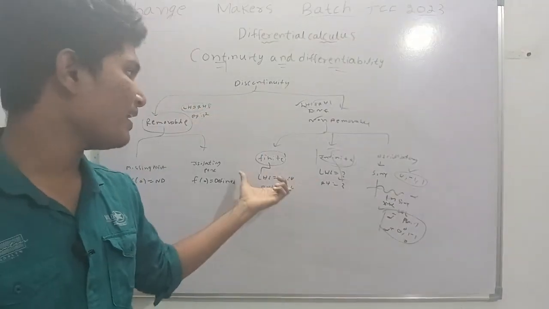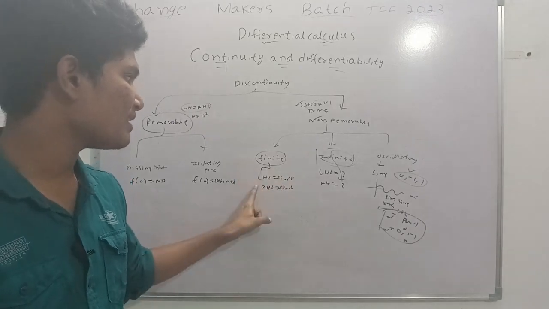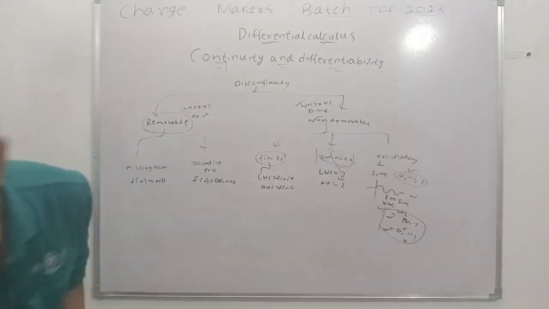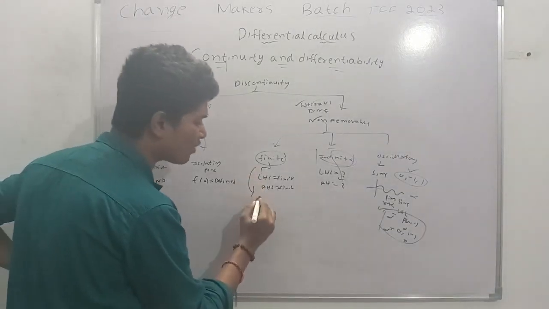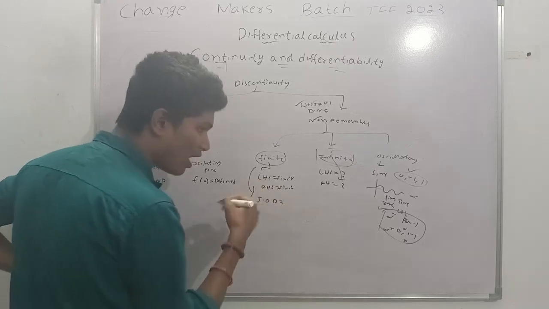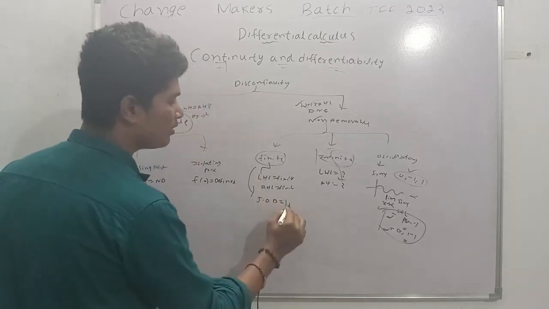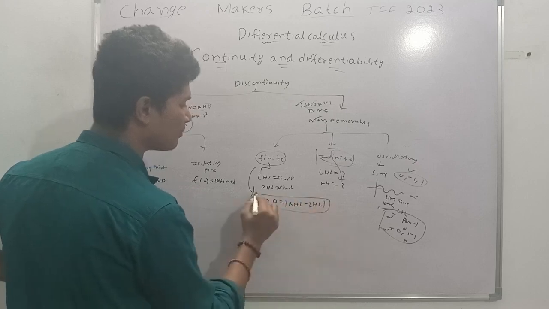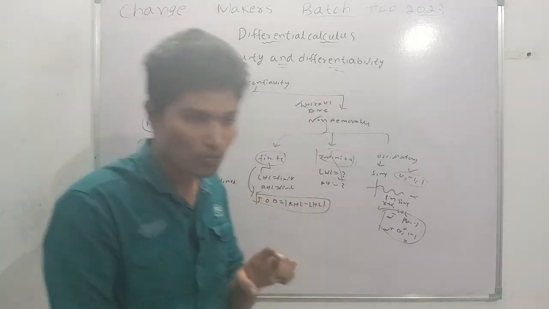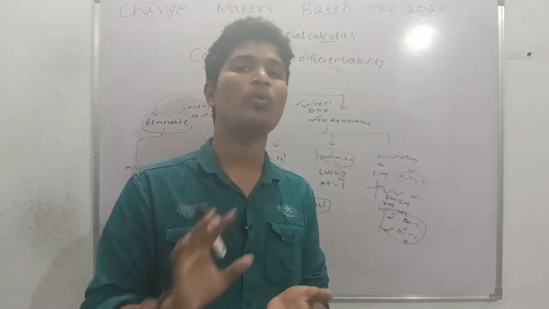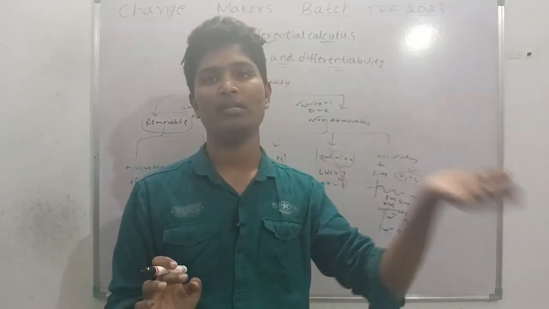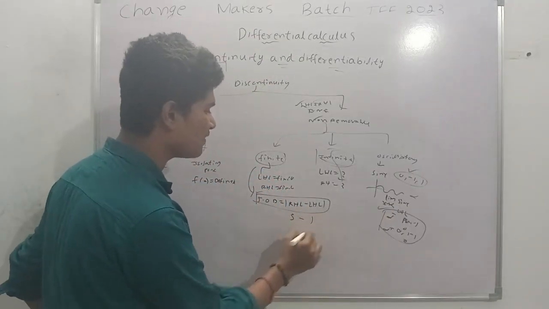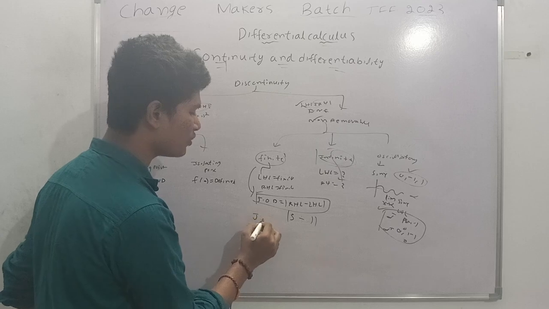And also in the finite type of discontinuity, that is, LHL equal to finite and RHL equal to finite, in the finite type there is a concept called jump of discontinuity. What is meant by jump of discontinuity is nothing but the difference of LHL and RHL. It means at what value it has jumped. That is the meaning of jump of discontinuity. Suppose the RHL is 3 and the LHL is 1, what is the difference? Jump of discontinuity is 2.